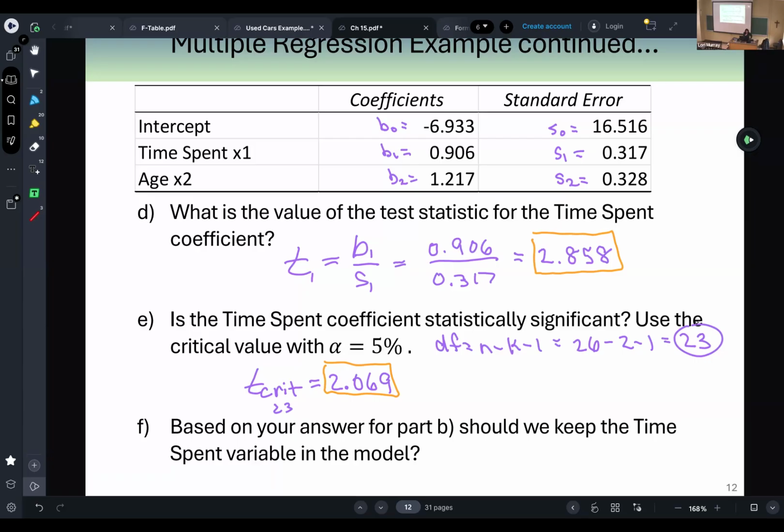Yes? The observed value is greater than the critical. And it is. So the t-test is greater than the t-crit, right? 2.858 is greater than 2.069. Is this what we're hoping for in this case? Yeah, so that's good. Therefore we reject, and this is good. This means that time spent is a predictor. It is significantly associated with sales. And you would just say that in plain language to the CEO or the manager, whoever you're reporting to.